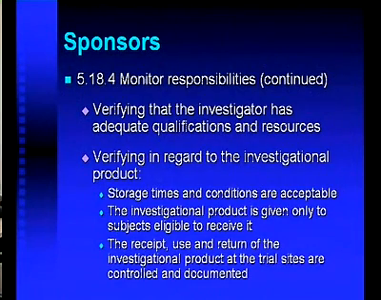They must verify that the investigator has adequate qualifications and resources. And in regard to the investigational product, the monitor must make sure that the storage times and conditions are acceptable, that the product is given only to subjects who are eligible to receive it by inclusion-exclusion criteria, and that the receipt, use, and return of the investigational product at the trial sites are controlled and documented. I do remember times when we would return our own investigational product. More and more I see monitors coming in to return the product for you.